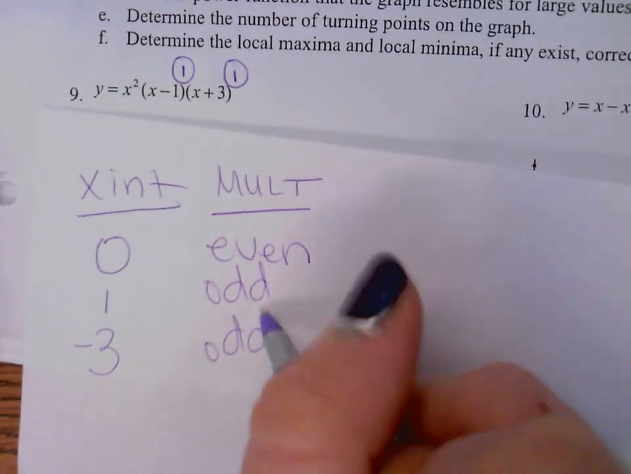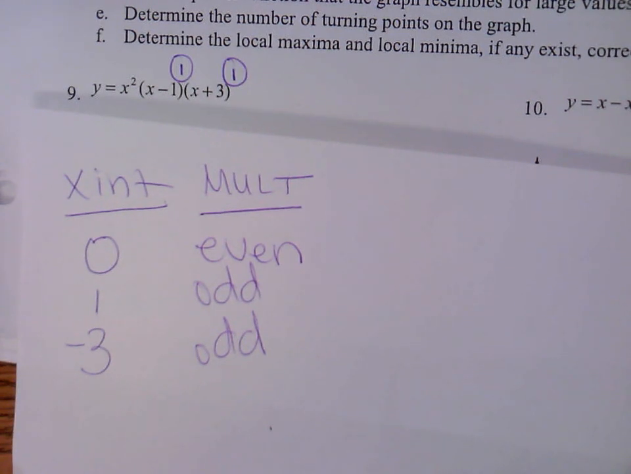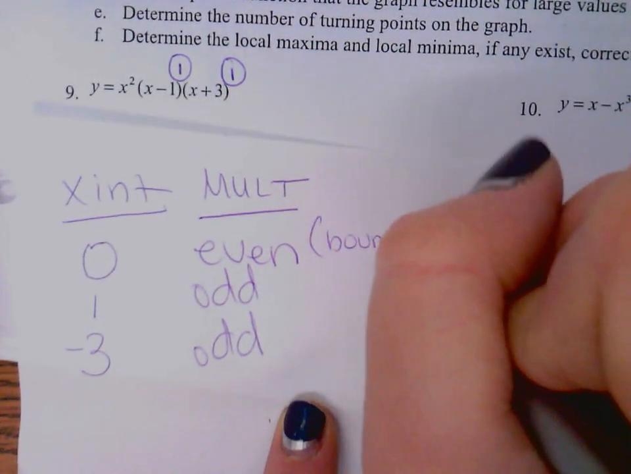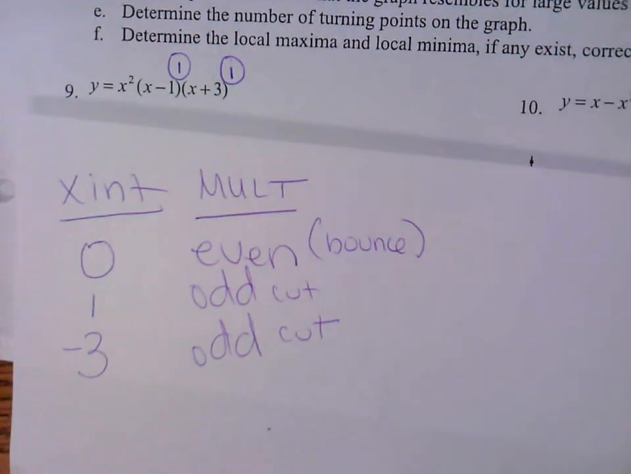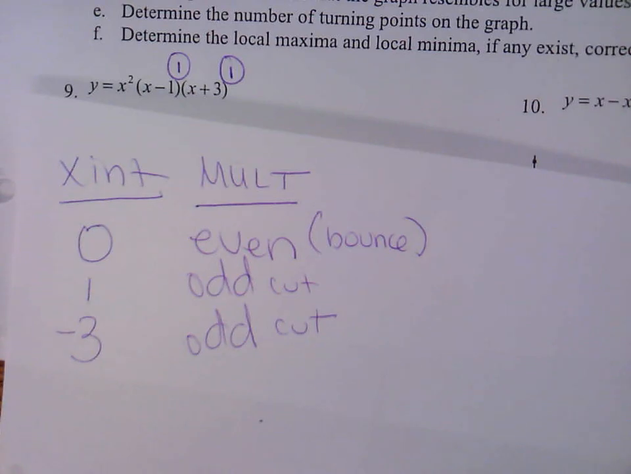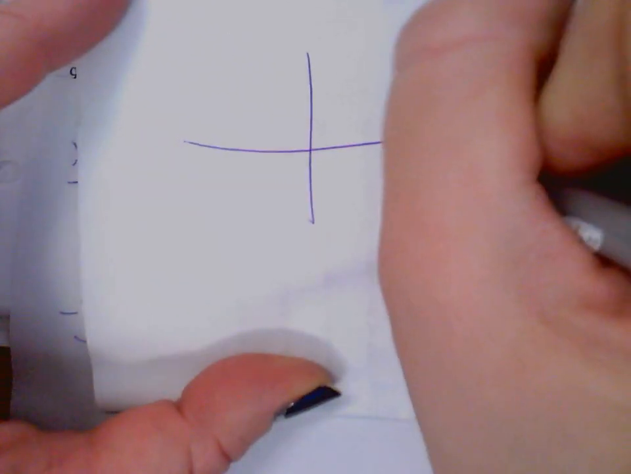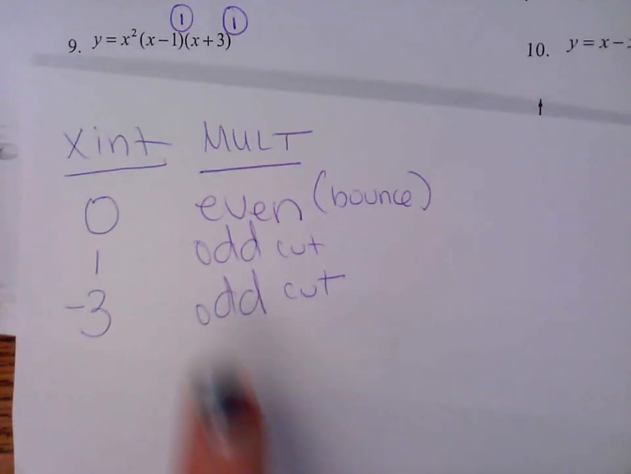And can someone tell me, how does the multiplicity affect the graph? What does it do on the graph at the x-intercept? It's going to bounce off like a quadratic, or it's going to cut through the axis like a cubic or a linear function. This is what it looks like when it's different, bouncing off and cutting through, right? So that we need to know.